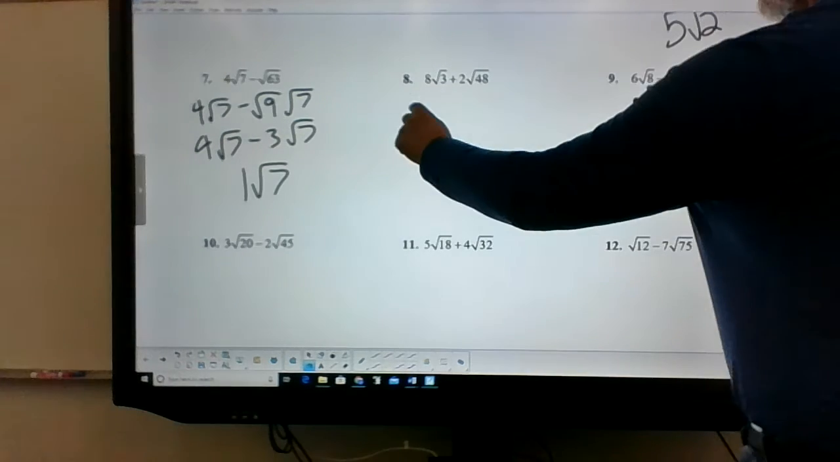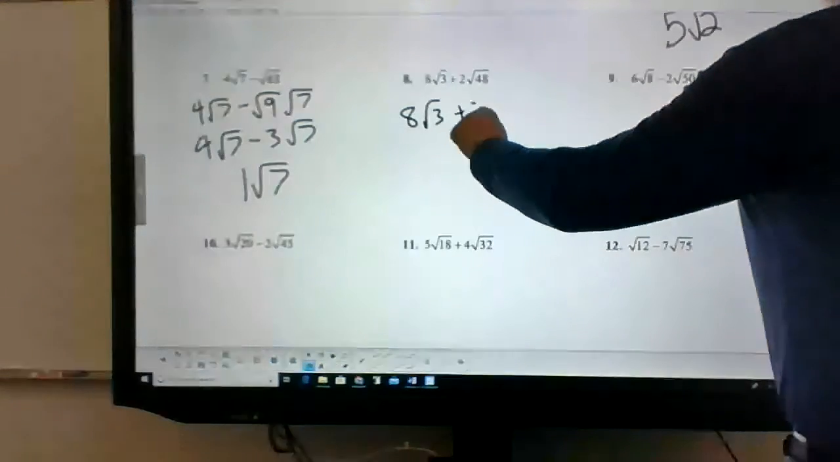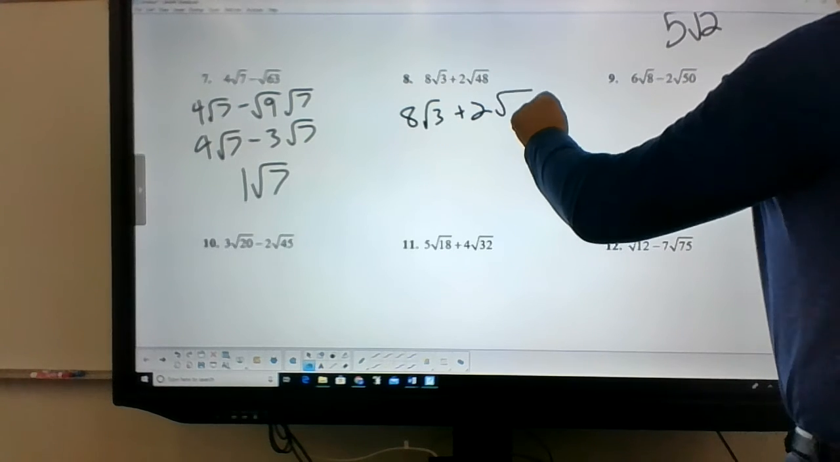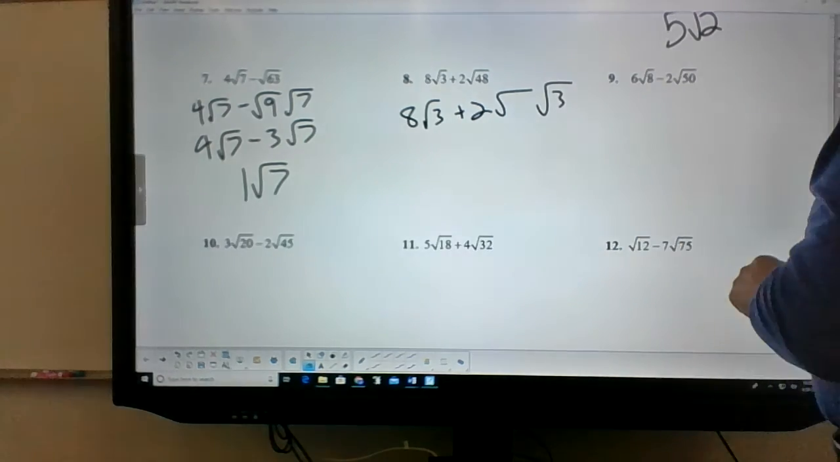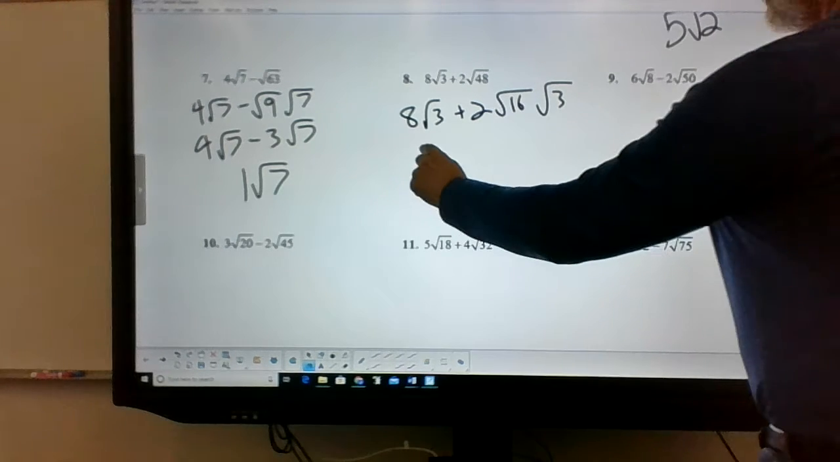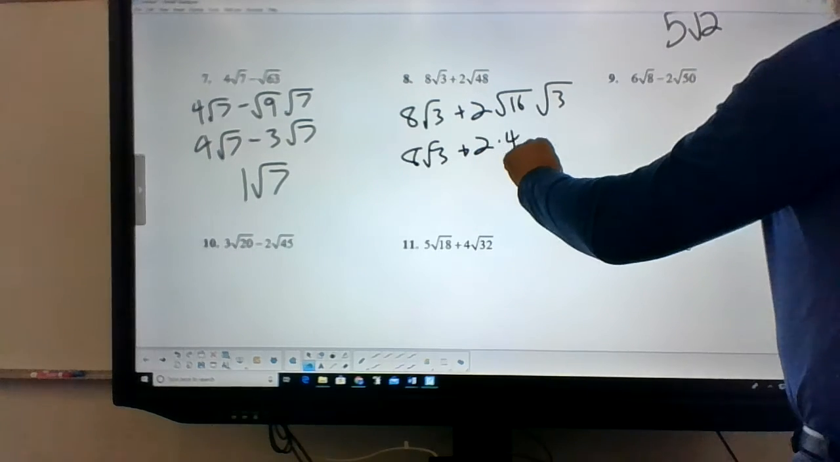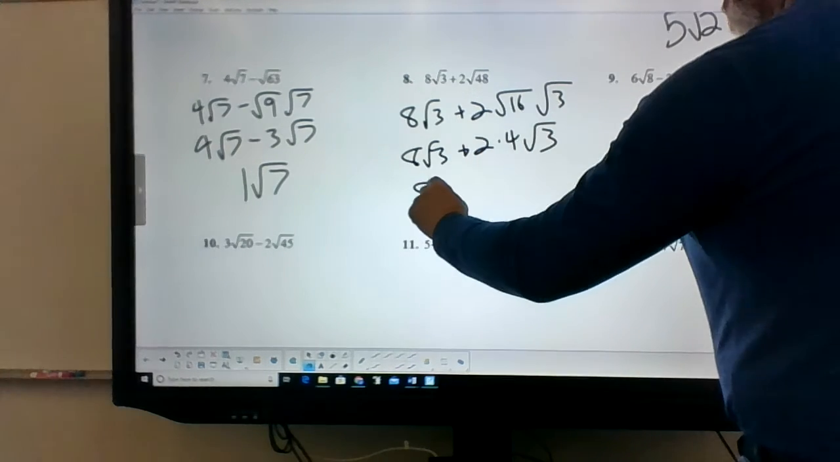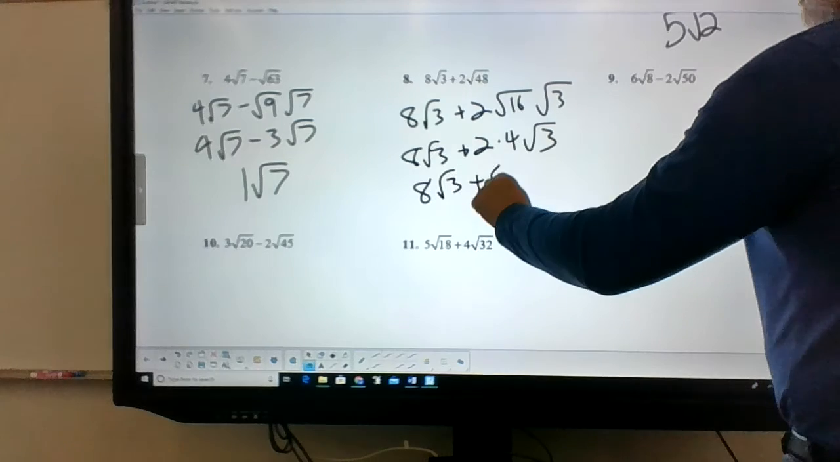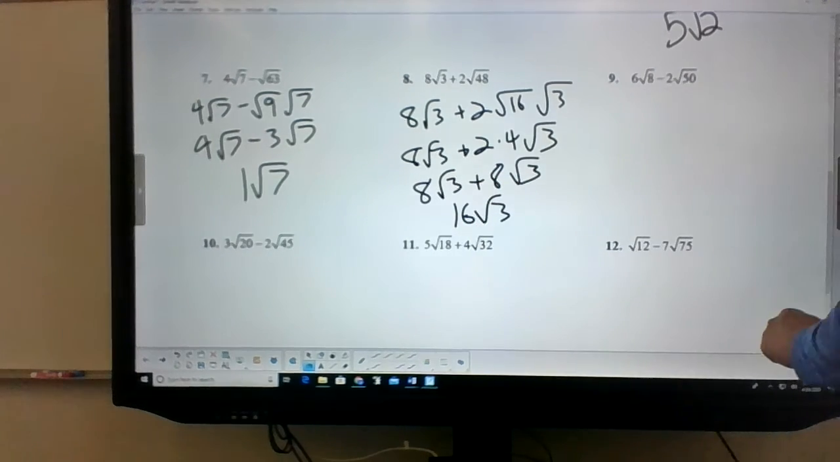Okay, 8 radical 3, can't do anything. Again, right now I'm thinking, well, I got to get something radical 3, and I know 16 times 3 is 48. There it is. 8 radical 3 plus 2 times 4 times radical 3. 8 radical 3 plus 8 radical 3 is 16 radical 3.